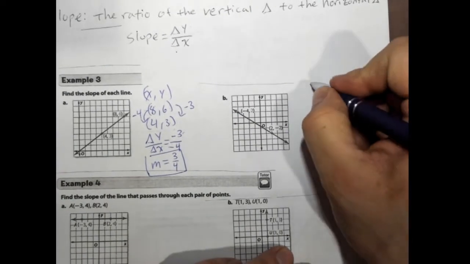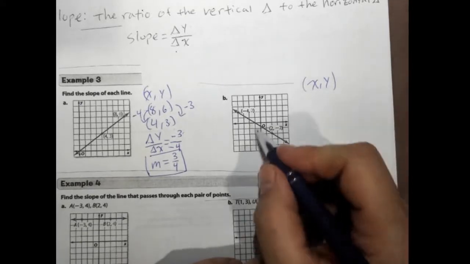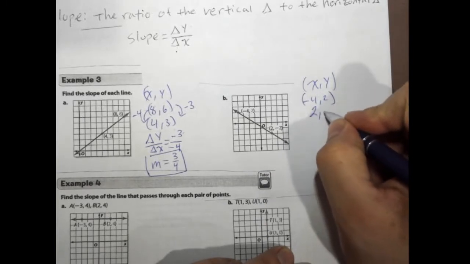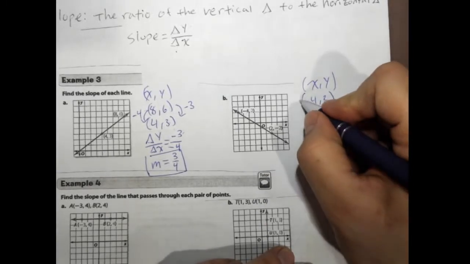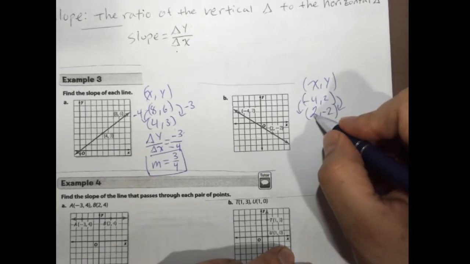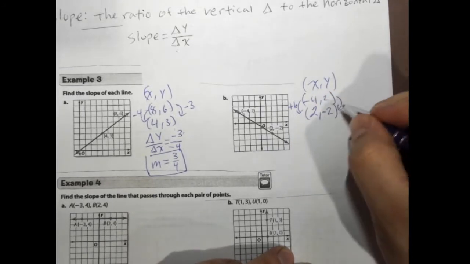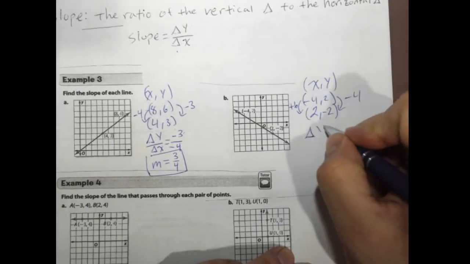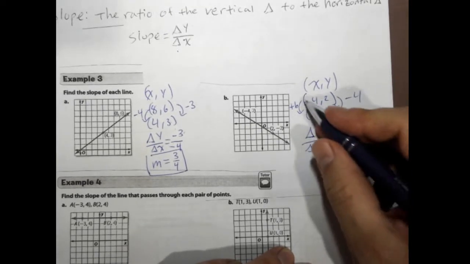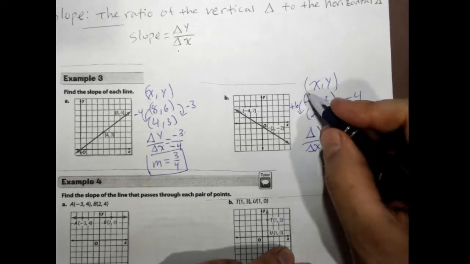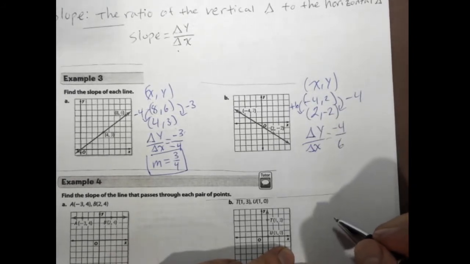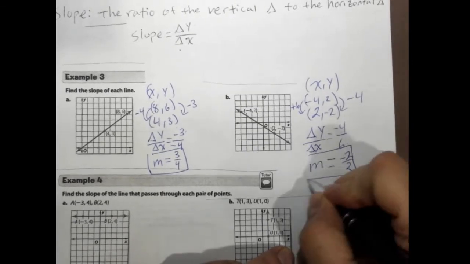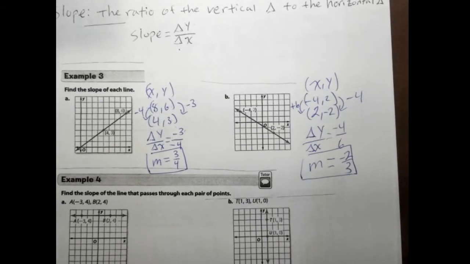Next example, again we have x comma y. We have (-4, 2) and (2, -2). To go from negative 4 to 2, we have to add 6. To go from 2 to negative 2, we have to subtract 4. Change in y is negative 4. Change in x is positive 6. That'll simplify to negative 2 over 3. So my slope would be negative 2 over 3.